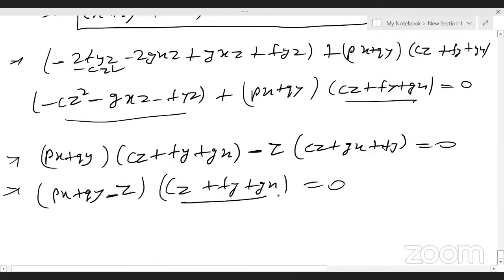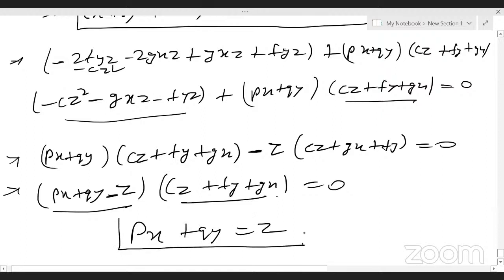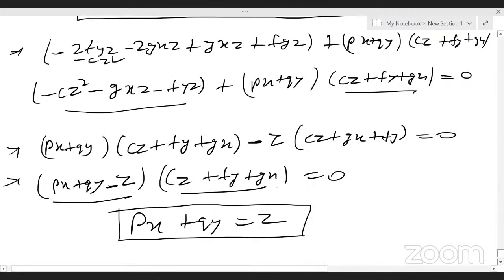This term cannot always be 0, right? Because the equation of cone, there will be many different cones. So if this is always 0, it could lead to a problem. You are restricting the cone, and anyway, it will give you a singular solution. So you take this part equal to 0, px plus qy is equal to z. And this is the equation of cone with vertex at origin. Okay. This is the question that comes.